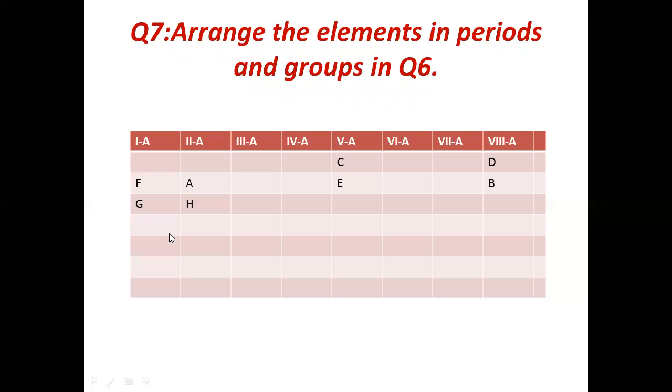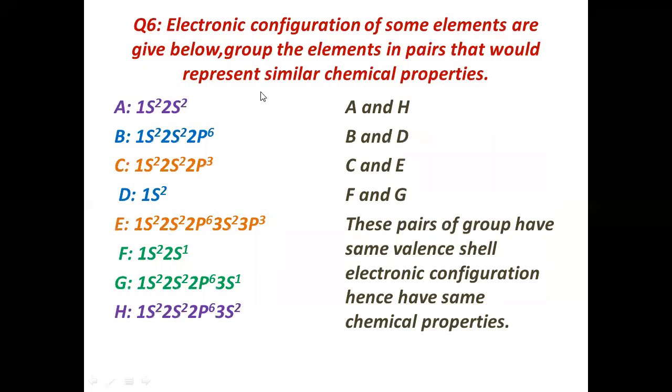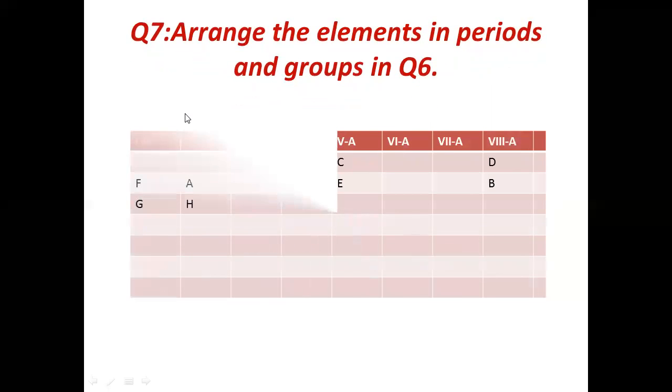As I told you, A and H are a pair, means A and H belong to group number 2. So we will keep A and H in group number 2A, and F and G, which have one electron in the outermost shell, in group number 1A, and C and E in group number 5A, and D and B in group number 8A. So the similar elements which have the same chemical properties and the same valence shell electronic configuration, we have to assign them a specific position in the periodic table, which we have done here.